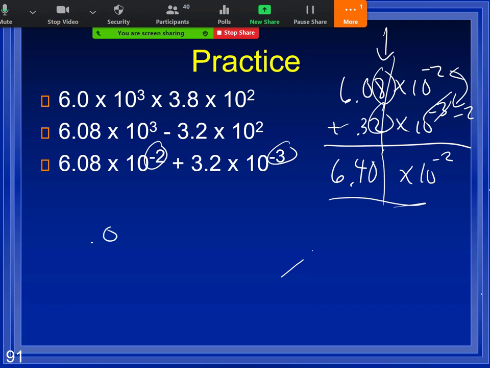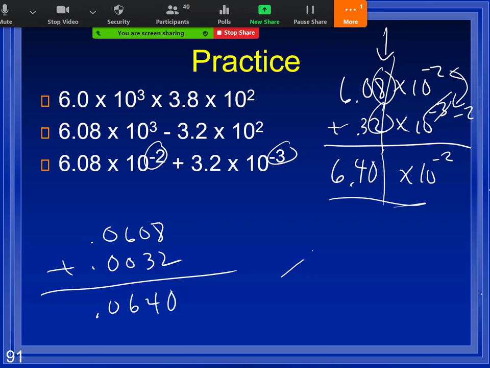Because what you did was you added 0.0608 plus 0.0032. You got 0.0640. Still have to keep that 0. No matter which way you do it, you got to keep that 0, because that 0 is your last sig fig.